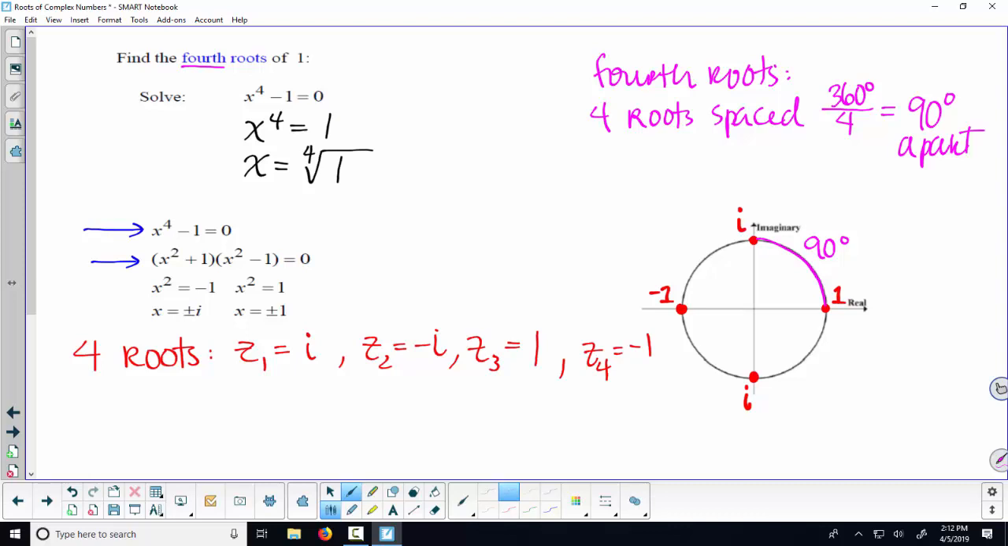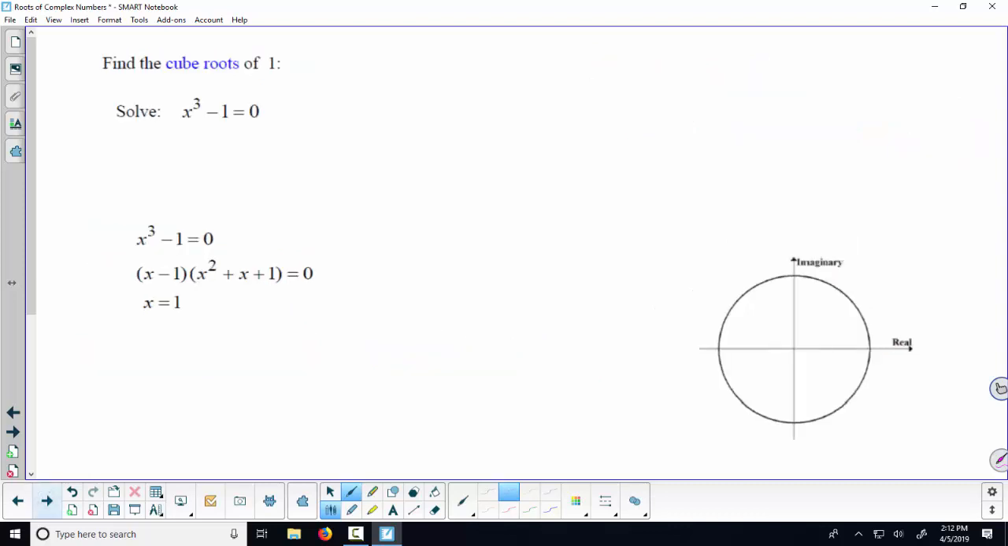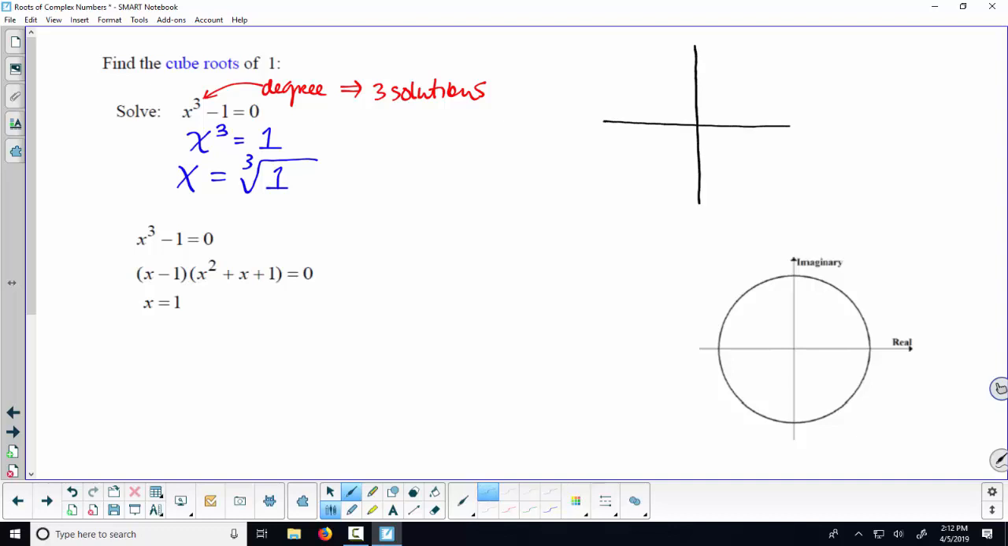All right, how about cube roots? What if I want the cube roots of 1? We see the same kind of situation, solving the equation x cubed equals 1. So x is the cube root of 1. I know this is a degree 3 equation, so we know that there are 3 solutions or 3 roots. Now let's look at this graphically real quick. If I graph this function, y equals x cubed minus 1, it's our basic cube function shifted down 1.